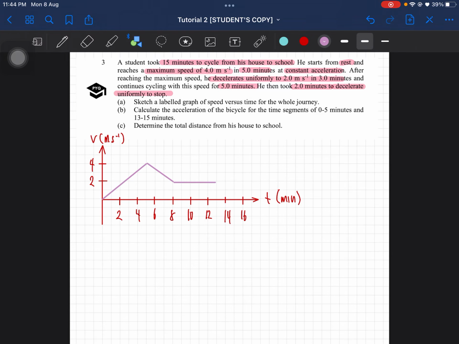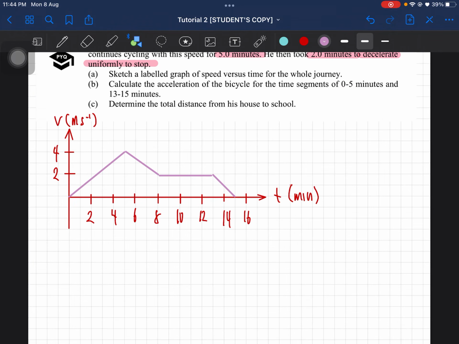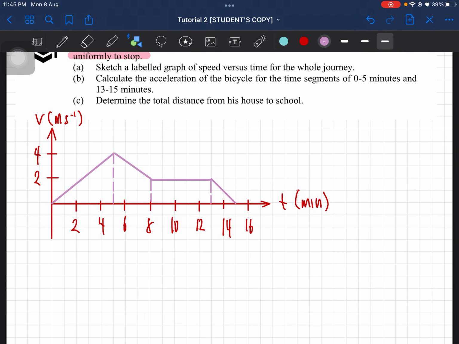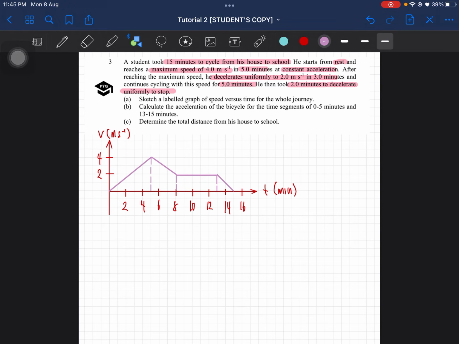Here. Okay, and then after that, he took 2 minutes to decelerate uniformly to a stop. So 2 minutes, 13, 14, 15. Okay, correct, right? Okay, correct. Right, so that is the whole journey. Let me just draw the lines. Okay, so that is the graph that you need to be able to draw.